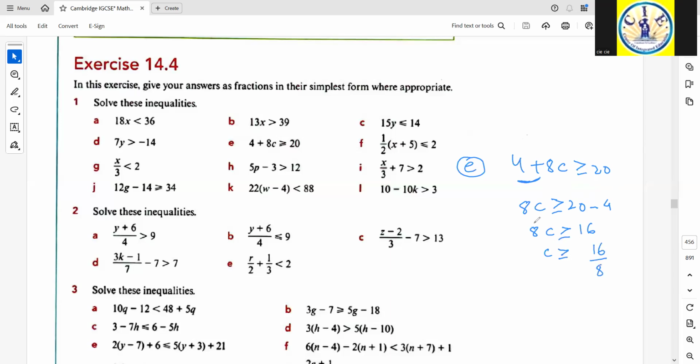Now again, this 8 is a positive number, so when it is shifted to the right side, there is no change of the direction of the inequality. So C is greater than or equal to 2. In this case, this is a closed inequality. So if this is 2 on the number line, we would make a solid circle, filled like this, and the values of C are greater than or equal to 2. So this is how it is to be done.